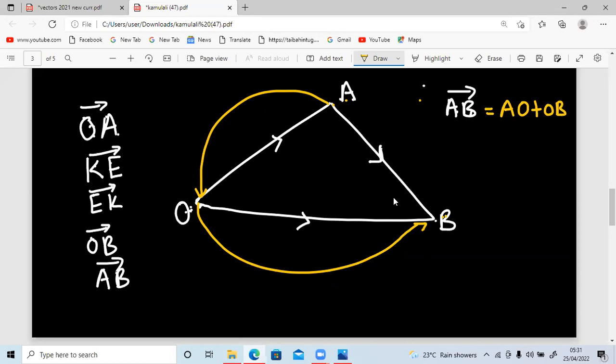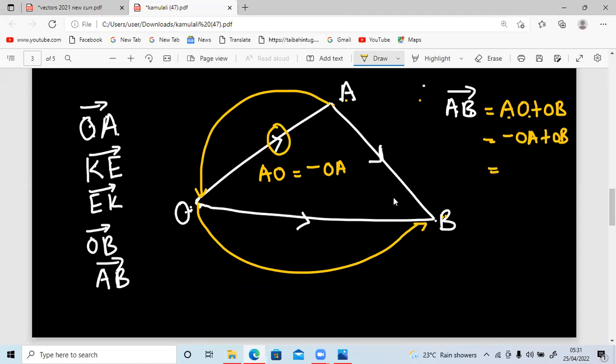But here, when I say A to O, it means that I have opposed the direction. And in vectors, when you oppose the direction, we use a negative. So a negative shows that you have changed the direction. When I change the direction, instead of starting from A to O, I will start from O to A. So I have negative O to A. So where I have A to O, I'll have negative O to A, then plus O to B.